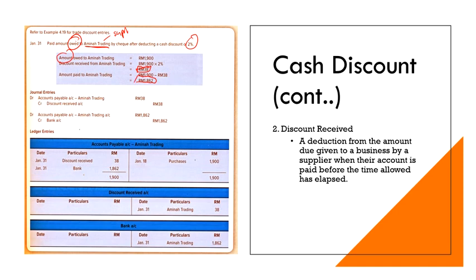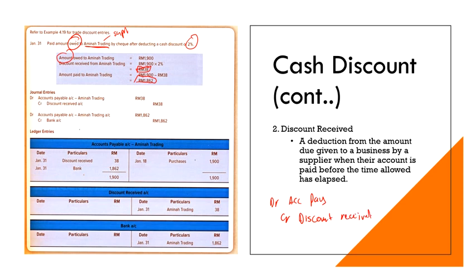So again, samalah cara you nak record. First, you kena record discount received dulu. Okay. So account journal entry untuk discount received, you akan debit account payable, and then you akan credit discount received.